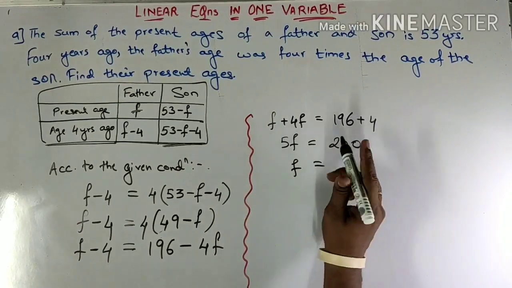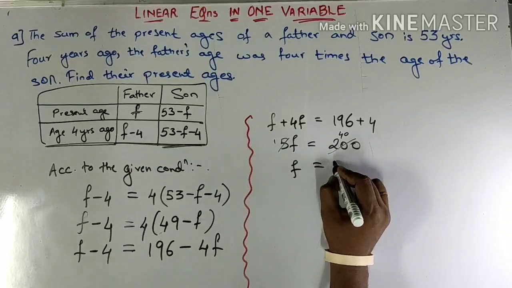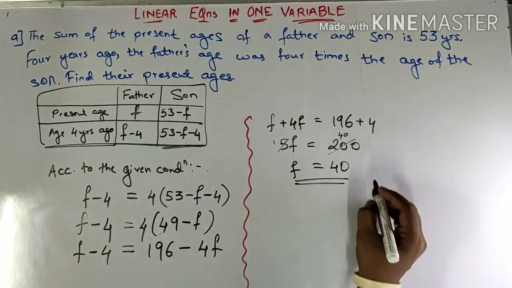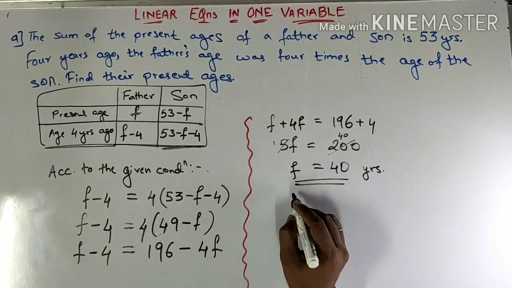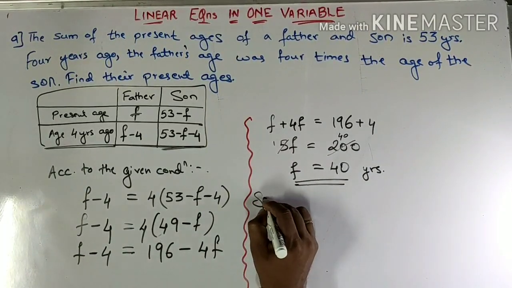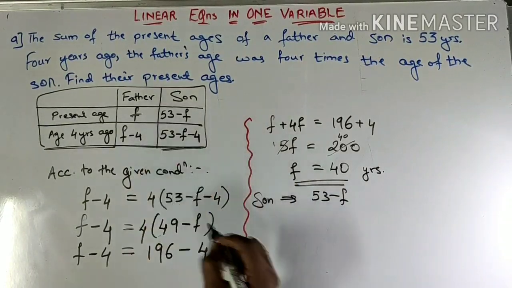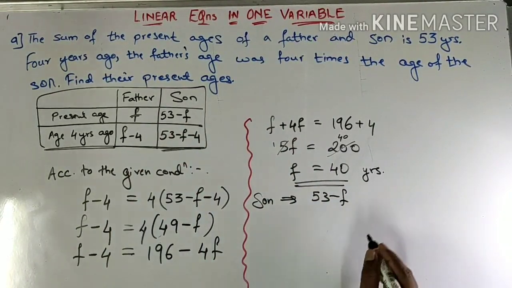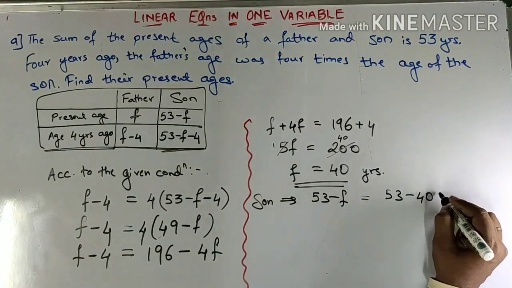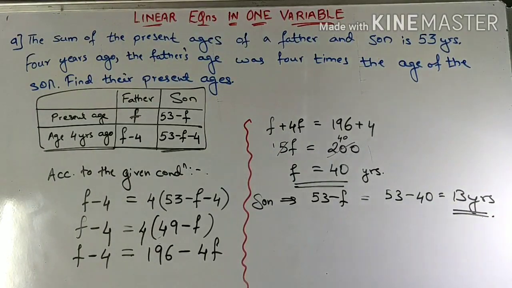Therefore f is equal to, divide by 5. 5 ones are 5, 40s are 200. So father's present age, what is f? Father's present age is 40 years. Son's present age will be 53 minus f from this systematic representation that we have done in the table. So 53 minus 40, which is nothing but 13 years. I hope this is clear to you all.